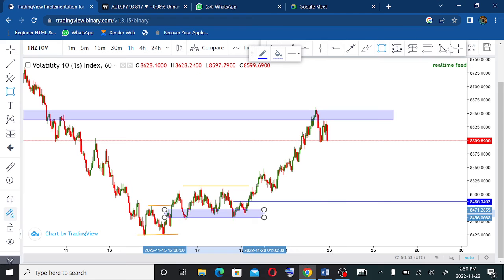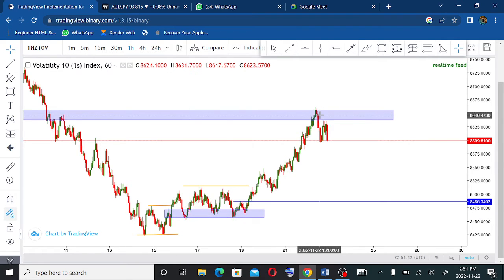Any confirmation you just get at this point, you just know that okay, this mitigation or this zone is a good zone to take a buy. You understand? And basically we can see that it really responded well from this point.